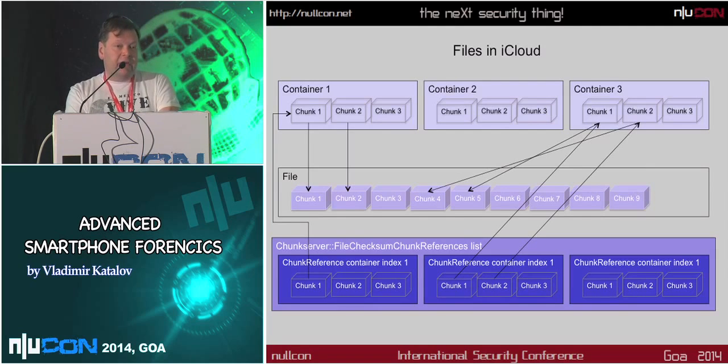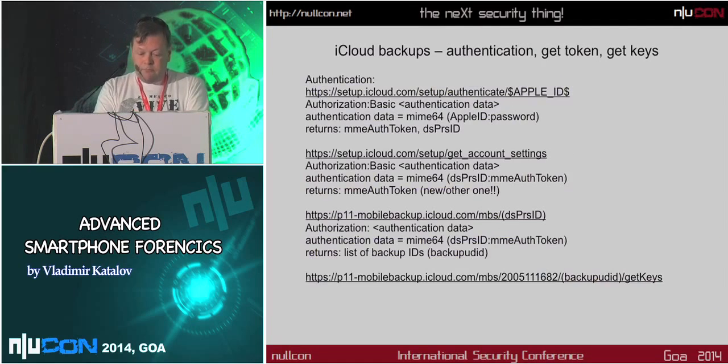Technically, here is how the files are stored in the iCloud. They're split into chunks, and the chunks are grouped into containers. And there is a special map that describes which files contain which chunks. The purpose of that is to make the backup more compact, because there are quite a lot of files that contain duplicated data. And so this way the backup is actually stored much more compactly than the complete backup.